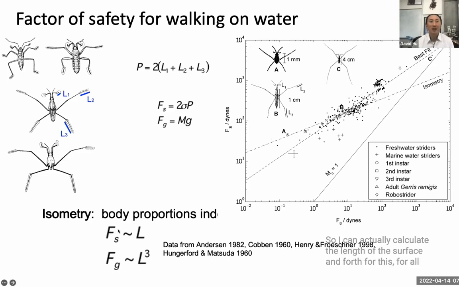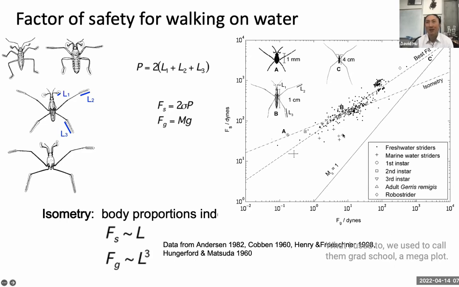So I can calculate the surface tension force for all these animals by measuring these leg lengths, which is a great job for beginning grad students and undergrads. And then I can also estimate the weight by assuming the body is like a cylinder with the density of water, which you can confirm is pretty good by actually weighing some of these live insects. And then I can construct what we used to call in grad school a mega plot, a plot that combines hundreds of anatomical drawings and gives you physical intuition for the system.